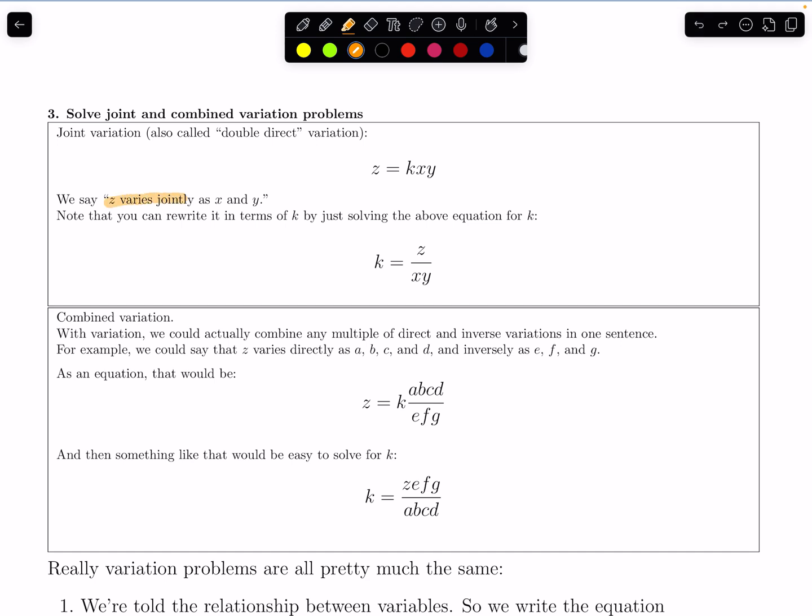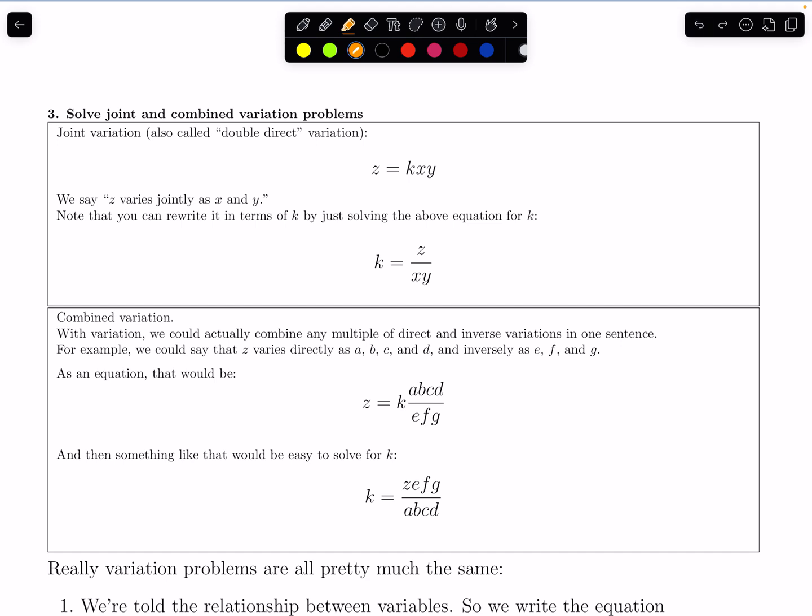We say z varies jointly as x and y. Like I said, you could also say z varies directly as x and y. So z is varying with these guys. Again, you have your constant of variation. Note that this equation, just like always, we could resolve for k if we want to. To do that, you divide by xy and you get z over xy. Okay, so that's joint variation.